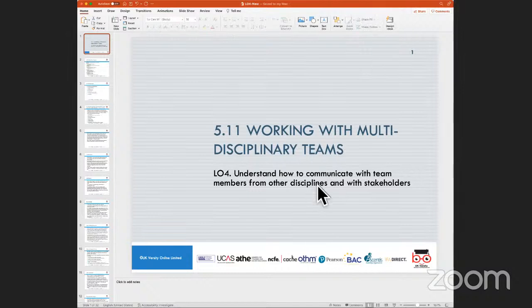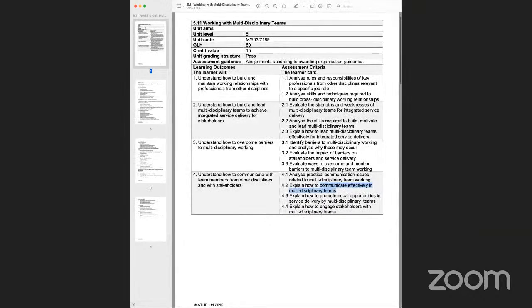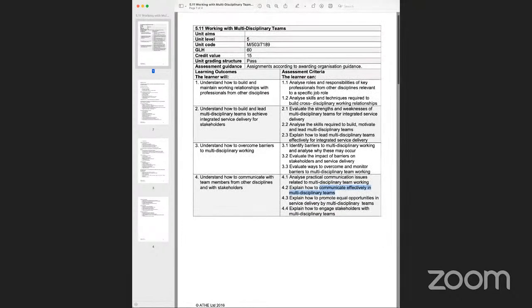So we're going to be starting with learning outcome 4 today, which is the last one on this particular unit. I'm just going to quickly switch over to the unit specification so that we can look at the one that we are going to be discussing. So in the discussions so far on this unit, we have come to the last. All right, so we are looking at today the last learning outcome.